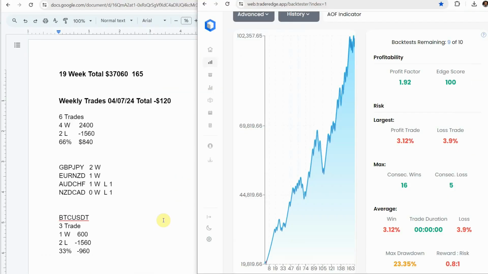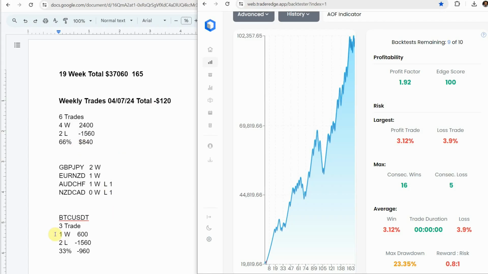Alright, so let's go ahead and go over the weekly signals. So this is using the Academy of Forex indicator on these 4 Forex pairs and this one crypto coin. This is on the 30-minute time frame. Each week we keep track of what signals or trades the Academy of Forex indicator signaled. And so this last week on the Forex pairs, we had 6 trades altogether, 4 winning trades, 2 losing trades, 66% win rate. That would have been a gain of $840.